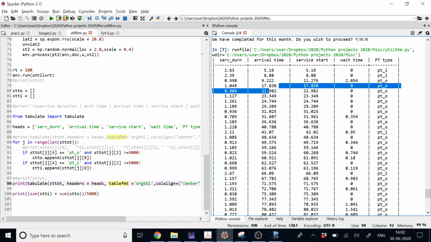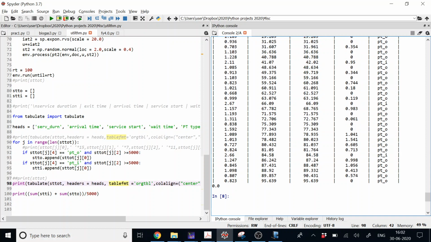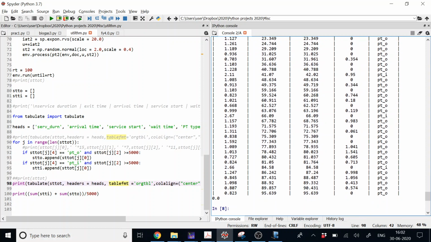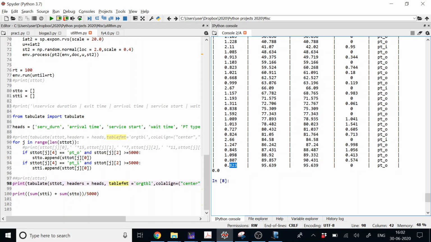So you step through this list of events, and eventually you stop at time equals 100. 95.639 is the arrival of the last patient, and the service duration is 0.823, so the service gets over at something like 96.4. But the arrival of the next patient is most probably scheduled after 100 minutes, so we don't go there, because we run the simulation only until 100 time units. So we pretty much stop here. This is what a discrete event simulation looks like.